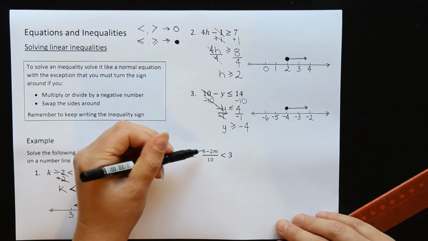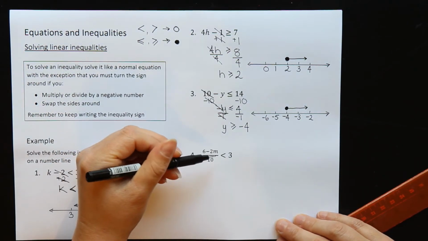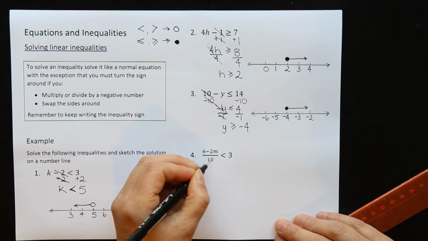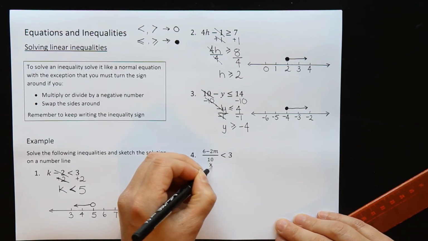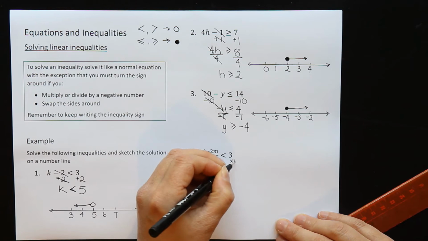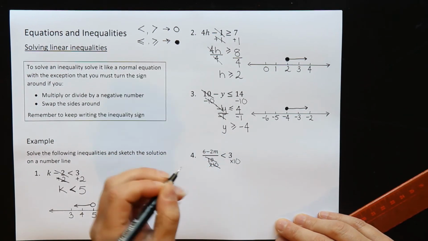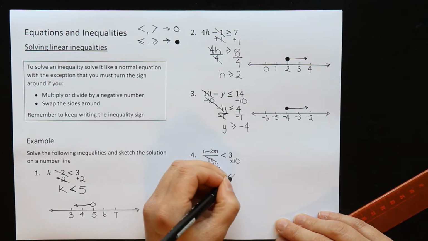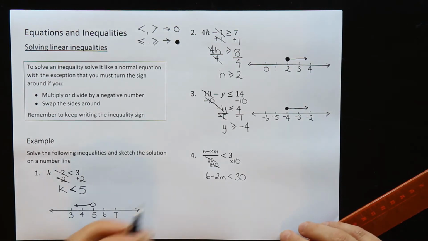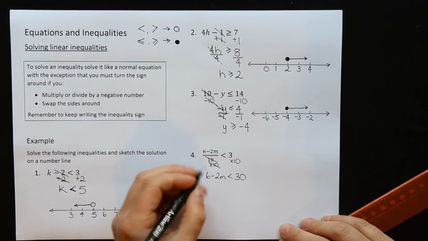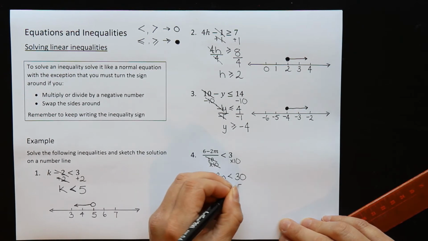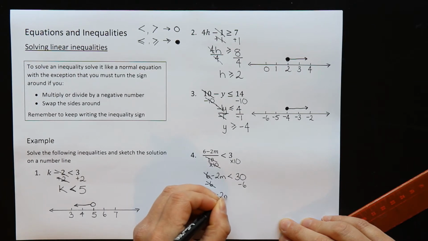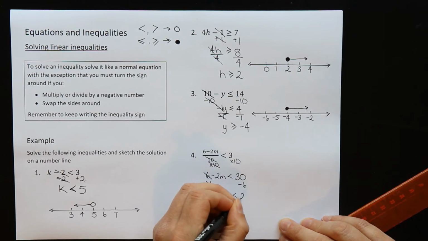Question 4. 6 minus 2m over 10 is less than 3. Alright, let's solve the inequation. First of all, I need to get rid of this 10 here. So that's divided, so I'm going to have to multiply by 10 to move that. So 6 minus 2m is less than 3 times 10, which is 30. Okay. Next we would move the 6. It's a positive 6, so I have to subtract it. Subtract 6. So that leaves me a negative 2m is less than 24.